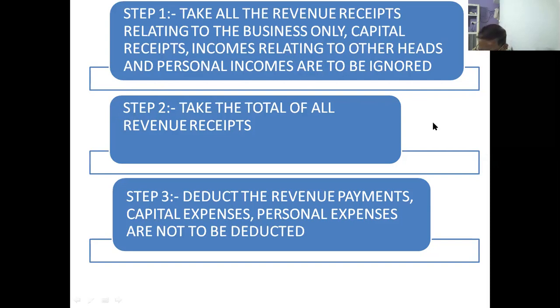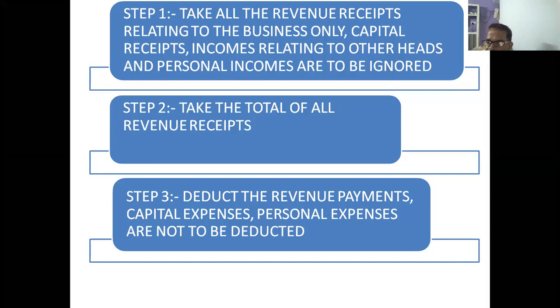That means you should take all those receipts which are revenue in nature and ignore capital receipts. Non-recurring income is capital receipt; recurring income is the revenue receipts. We'll discuss later on what is revenue and what is capital. Income which belongs to other heads and personal incomes are to be ignored. Don't take that. Take only revenue receipts relating to the business.